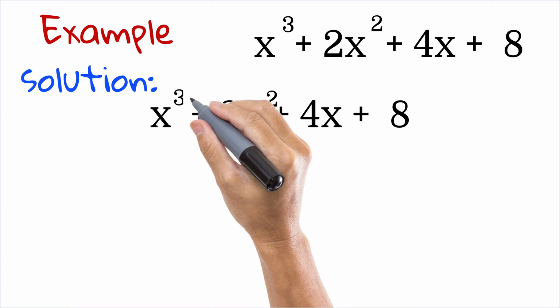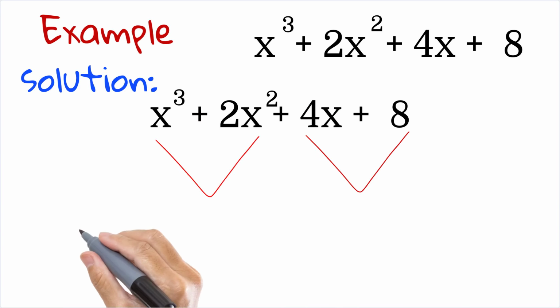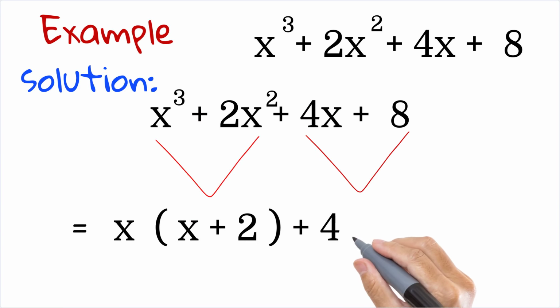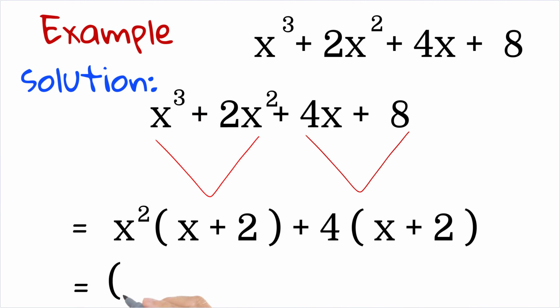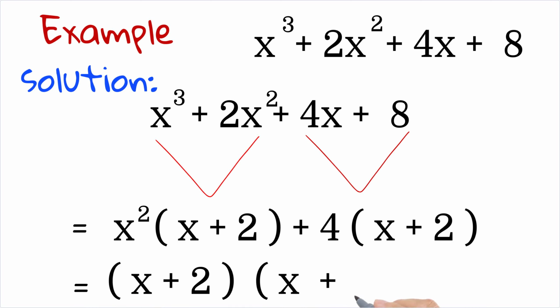two terms. The common factor is x squared for the first two terms and 4 for the last two terms. Again, x plus 2 is the common factor. The factors are x plus 2 times x squared plus 4.